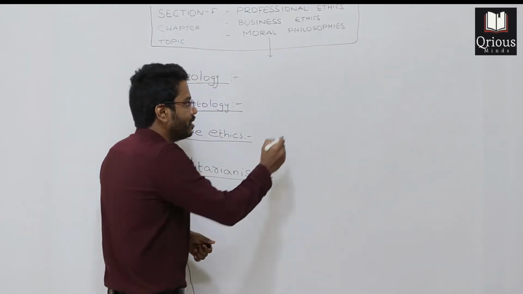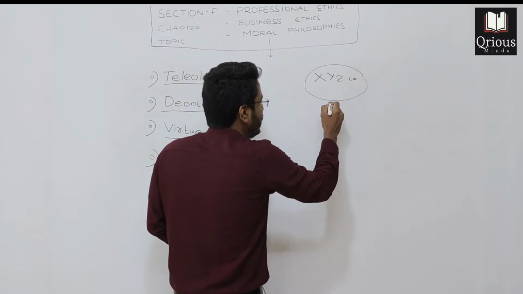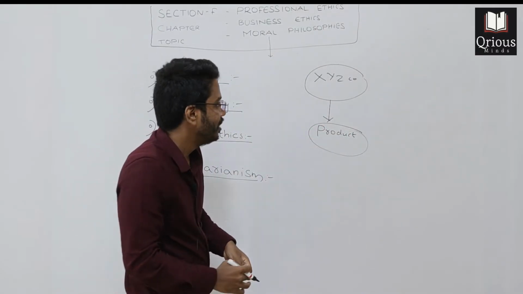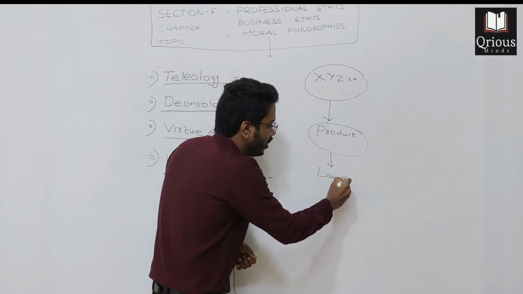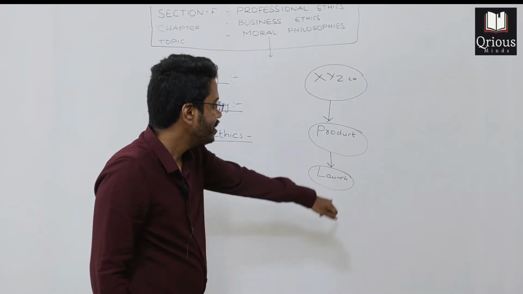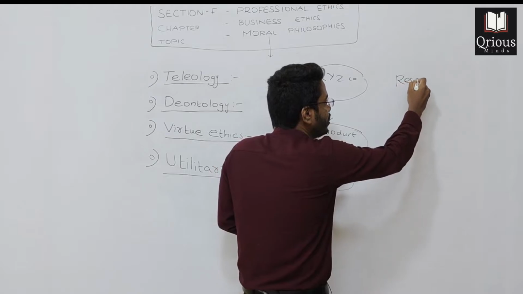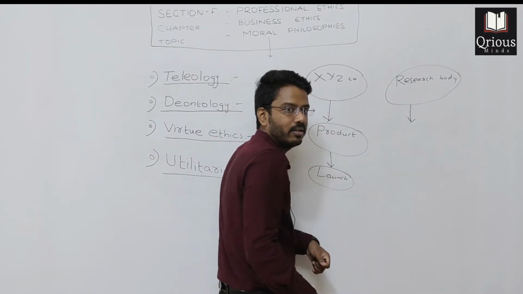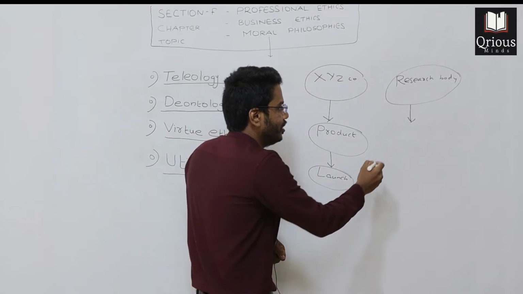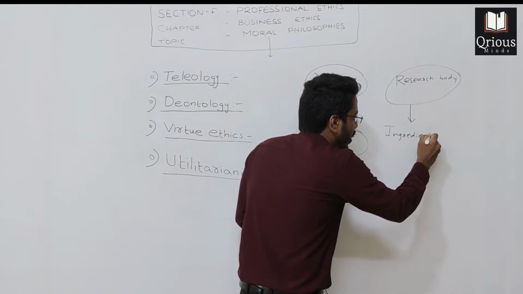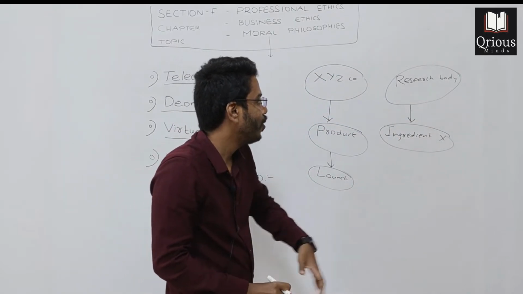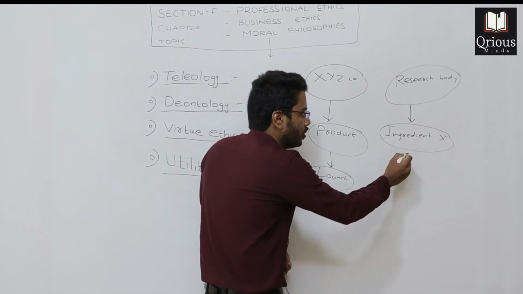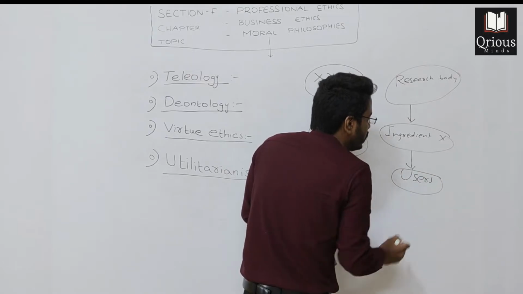Let's take an example. Suppose there is a company, XYZ, and this company has manufactured a product. Now the production process is complete and the company is all set to launch the product on the very next day. And on the same evening, a report has come from a research body. And what does the research say? The research body says that any product that uses the ingredient X is likely to cause harm to its users.